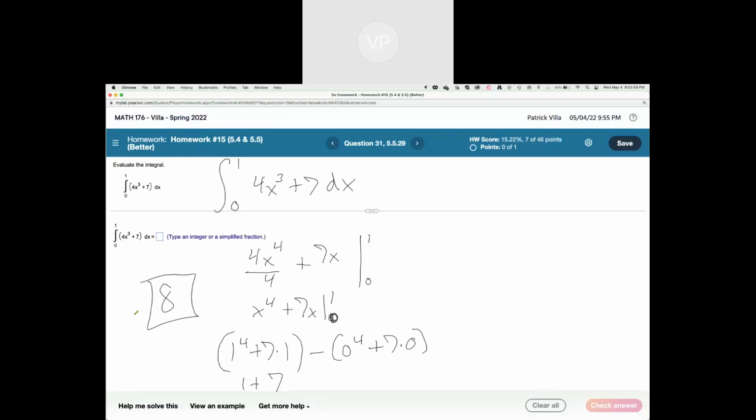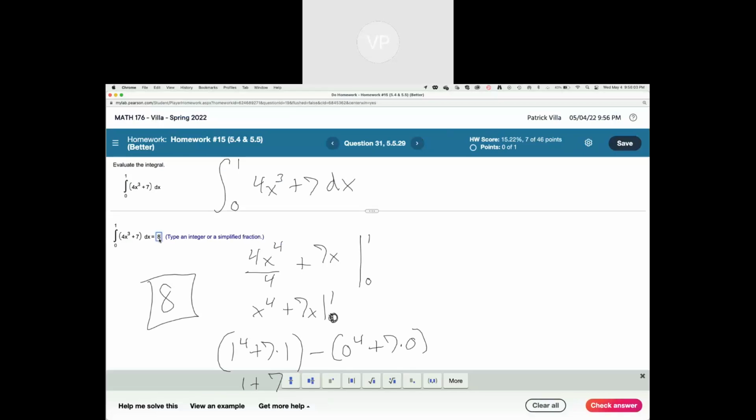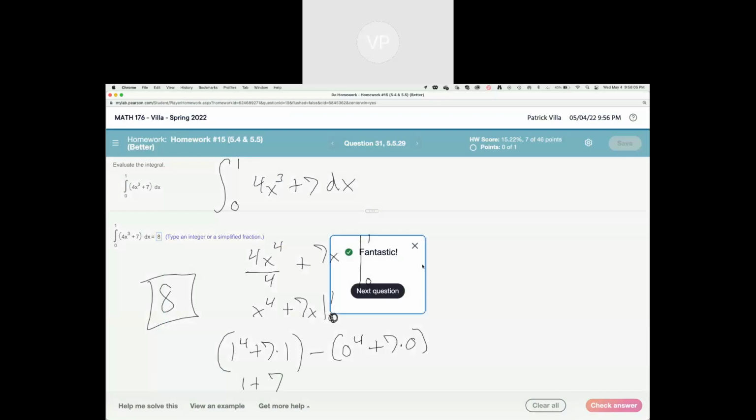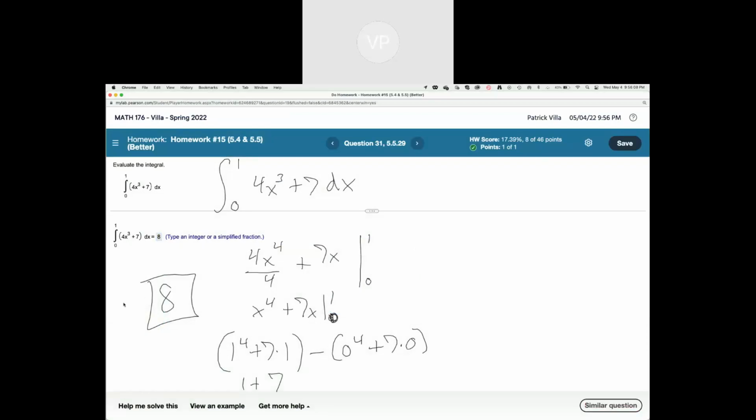Okay, so look that over. Make sure you're seeing how we got that answer. Again, they want an exact answer, so no decimal, but this is a whole number anyway, so it doesn't matter. And there's the result for number 31.